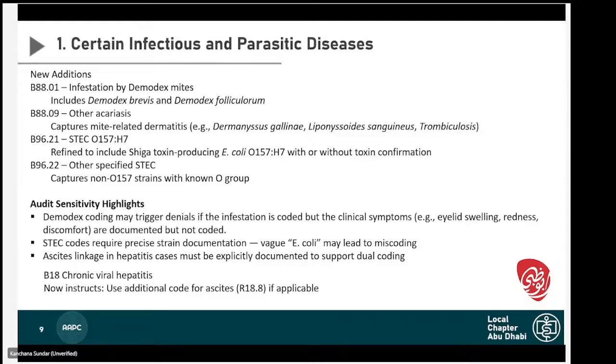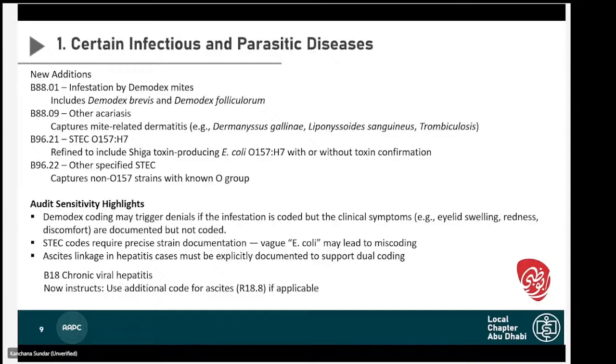And the next one is about the Shiga toxin producing E. coli. And let us all not be confused with E. coli. E. coli is everywhere in our charts. That doesn't mean it is a Shiga toxin producing E. coli. Please be cautious to check your documents to find a precise strain documented while coding.